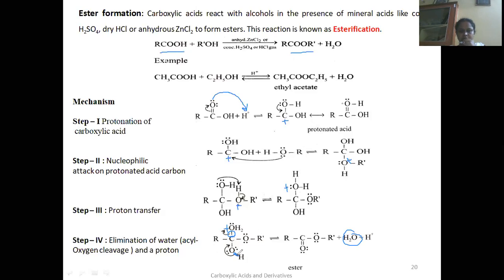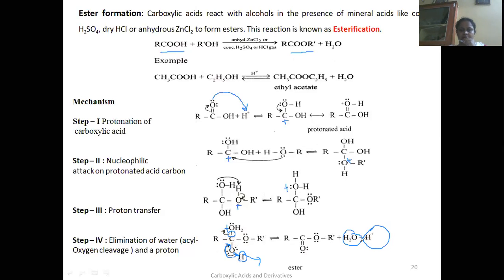This OH bonded pair of electrons will be shifted between this carbon and oxygen, creating a double bond here. Okay, this hydrogen is eliminated as H plus. And what remains here? R, C double bond O, R dash, O, R dash.